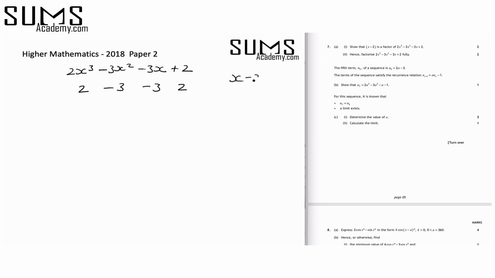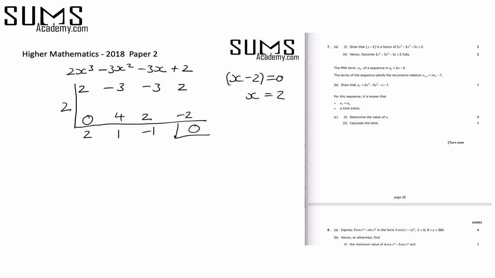So x minus 2. We can set this equal to 0, so therefore x is equal to 2. Okay, so let's use our synthetic division here. So that's a 0 here at the moment, and there's a 2 here. So 2 plus 0 is 2, times by 2 is 4, plus minus 3 is 1, times by 2 is 2, take away 3 is negative 1, times by 2 is negative 2, negative 2 plus 2 is 0.